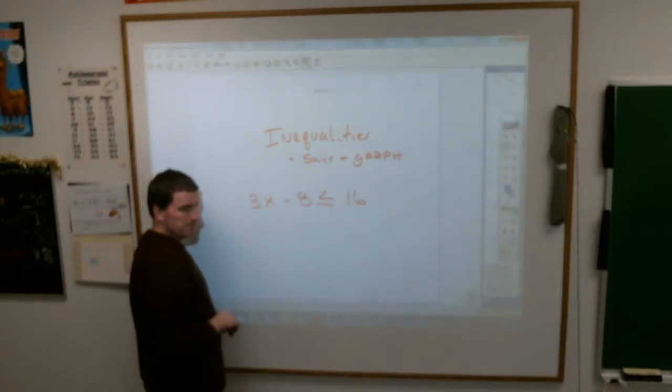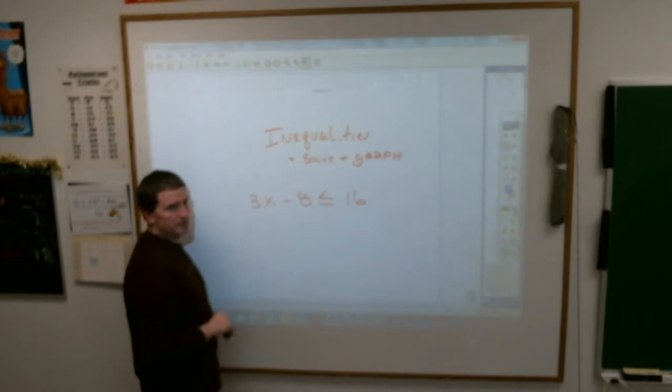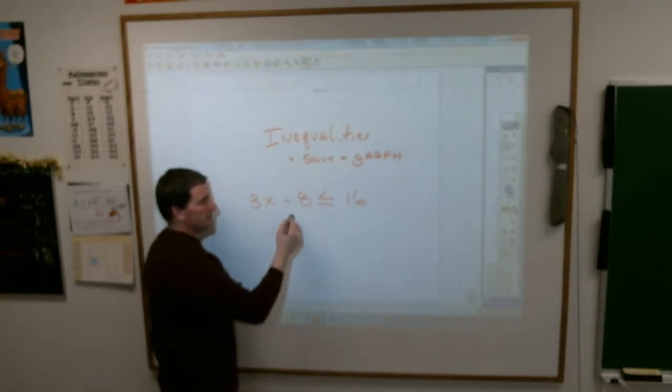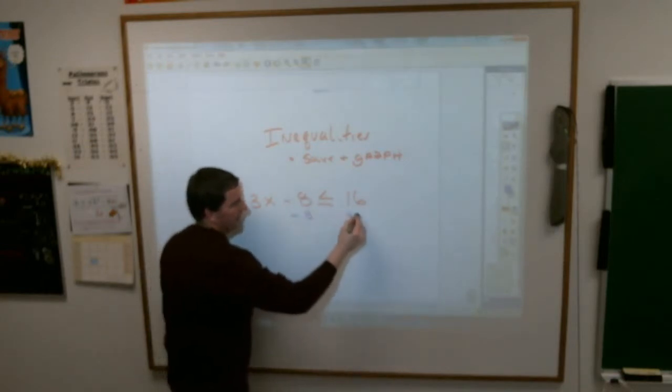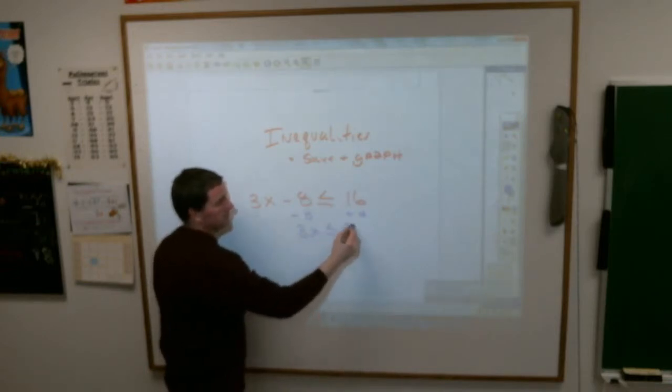If that's positive, you subtract. Negative, this is the last thing I deal with. Any equations we've been doing for a long time. Your first thing, Christian? Right. You want to get rid of the number that's not by the x first. Do the opposite. It's subtracting 8, so I add 8. I add 8, so now I get 3x is less than or equal to 24.